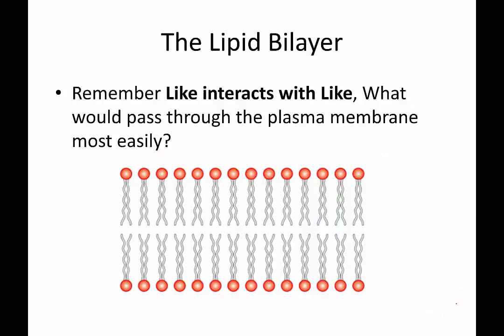So now let's think about that. Remember that like interacts with like. This is a concept we've talked about a few times now. What do you think would pass through the plasma membrane most easily? If you came up with nonpolar hydrophobic molecules, you're absolutely correct. Remember, we have quite a bit of space that those molecules need to travel through, so they travel mostly through a hydrophobic space.